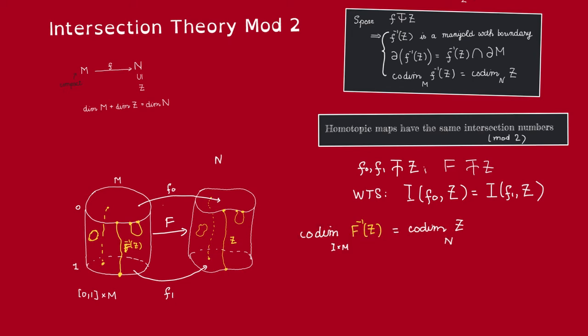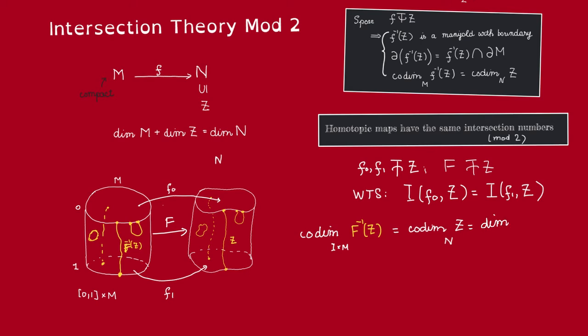So why is that? Well, by the transversality theorem for manifolds with boundary, we know that this codimension is going to be equal to the codimension of Z inside N. And what is this? Well, by our hypothesis, M and Z are of complementary dimension, so this is just going to be the dimension of M. Thus we have that the dimension of this product minus the dimension of this preimage is equal to the dimension of M. But the dimension of this product is just the dimension of M plus 1. So we see that the dimension of this preimage must be 1.